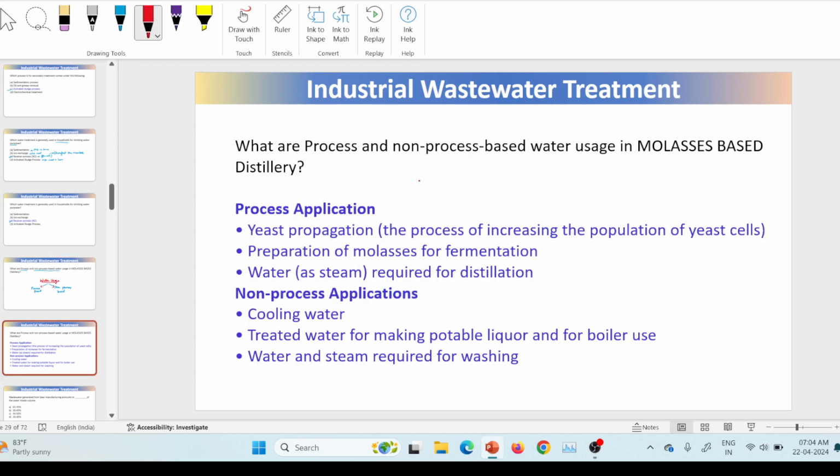So what are these? Process based application, yeast propagation. Yeast propagation means the process of increasing the population of yeast cells. So we need water for yeast propagation, preparation of molasses for fermentation, and water as steam required for distillation. For these three processes, we need water. Non-process applications are not process-based applications. These are non-process applications like cooling water, treated water for making potable liquor and for boiler use, and water and steam required for washing.